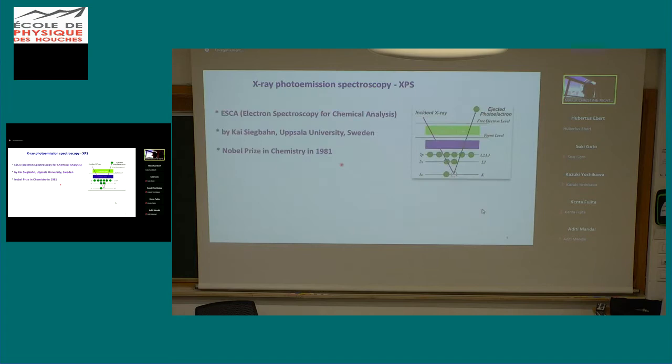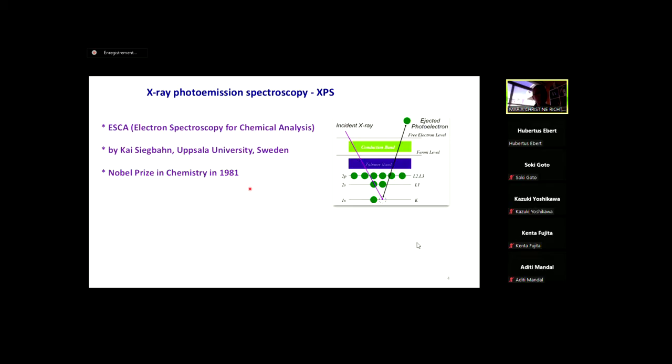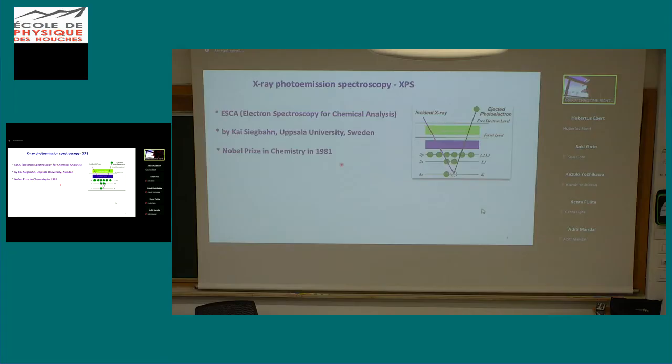So the next historically important step was the work by Kai Siegbahn from Sweden, who got the Nobel Prize in Chemistry in 1981 for his work on ESCA, electron spectroscopy for chemical analysis. So with this, I come to the XPS, X-ray photoemission spectroscopy.